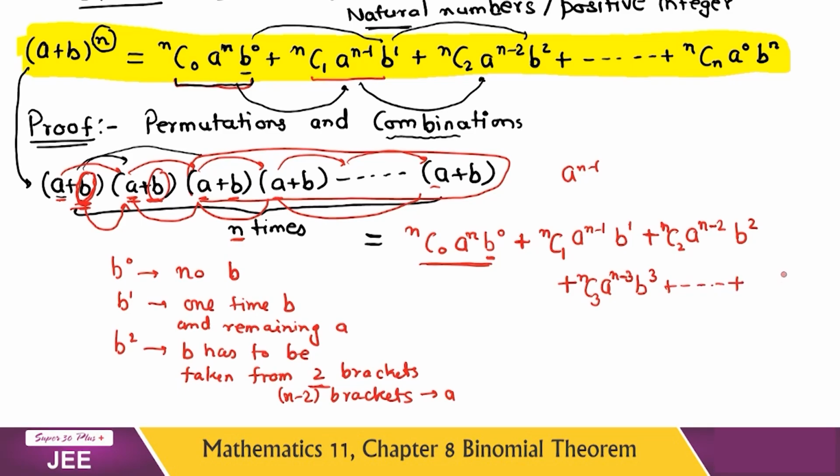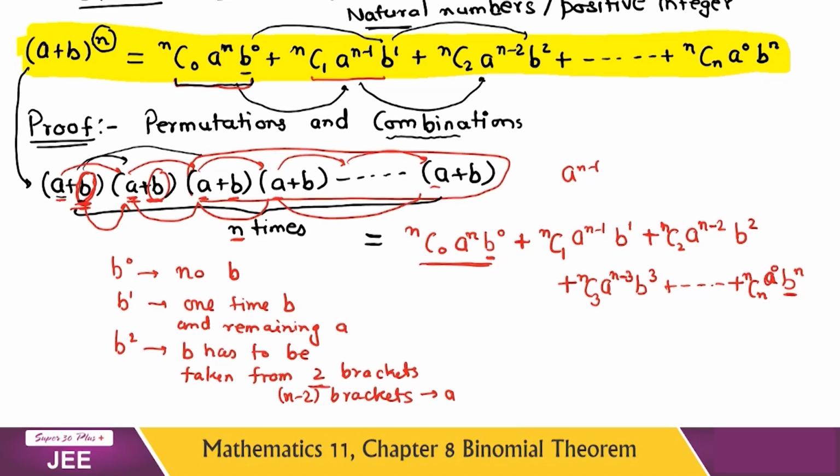Finally, when we have to make b raised to the power n, a raised to the power 0, it means out of all the brackets I am multiplying b, and out of none of these brackets I am multiplying a. So out of all the n brackets I am taking b, it means I am selecting all the n out of n brackets. So in how many ways can this be done? This can be done in NCn ways. Hence proved. The binomial theorem is proved with mere logical thinking and with the help of the PNC concept.